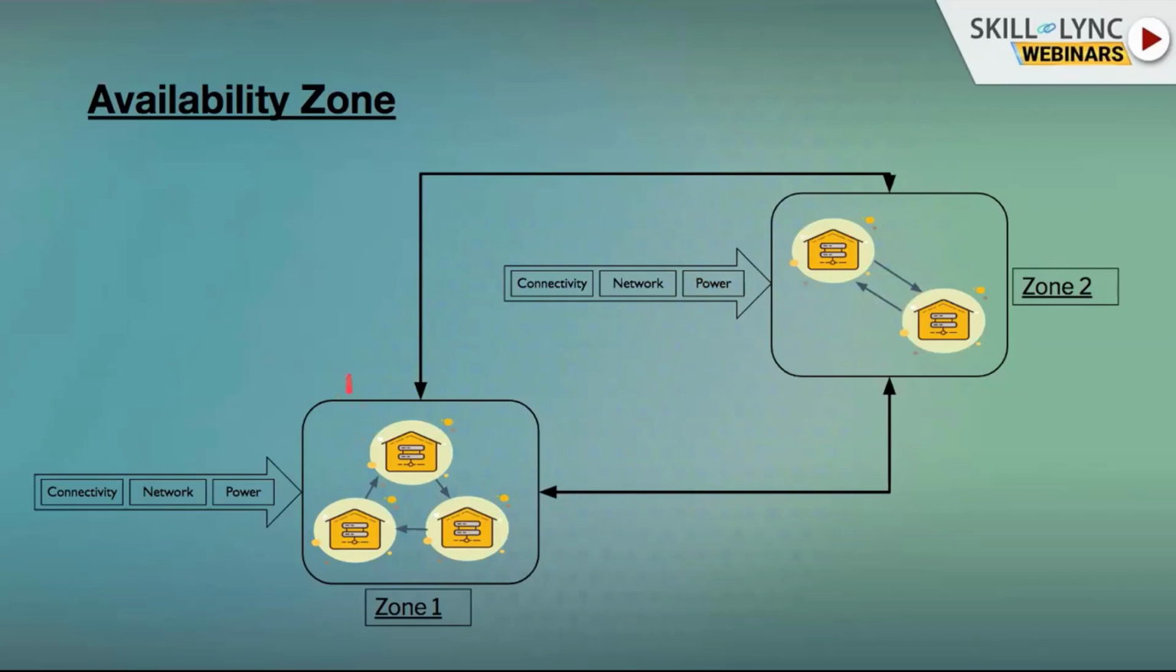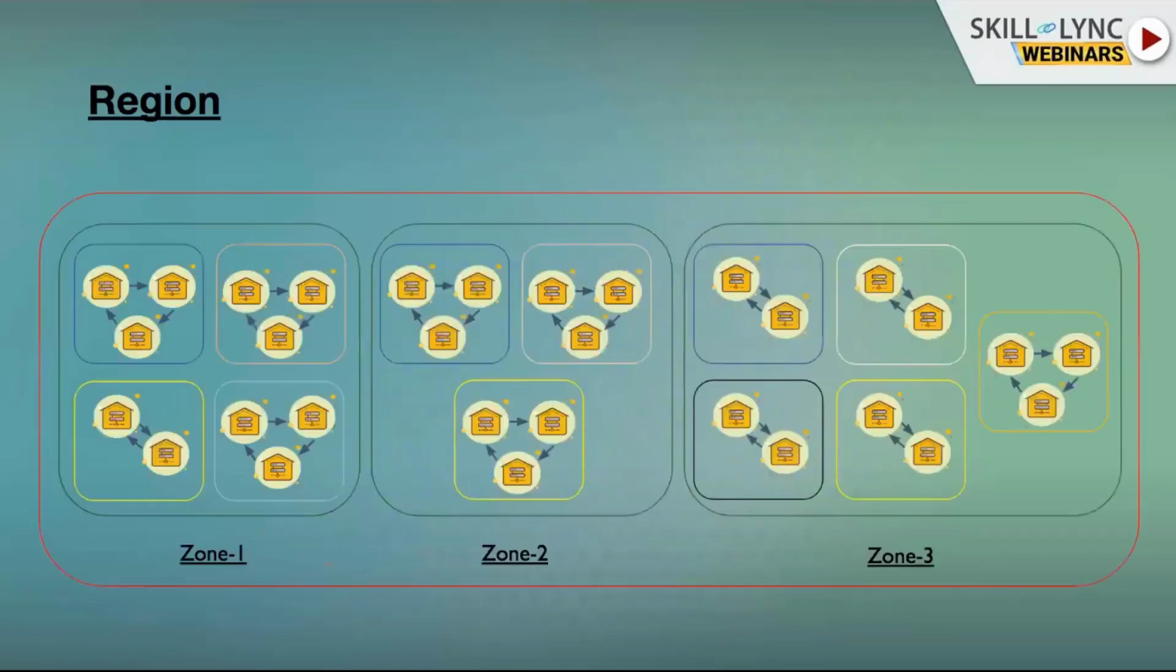So this is our availability zone 1. This is our availability zone 2. And both these zones are connected as well. So if this zone goes down, you still have zone 1, which can take care of your information and data, right? So the first concept, or the first fundamental, is your availability zone. Then there is a region.